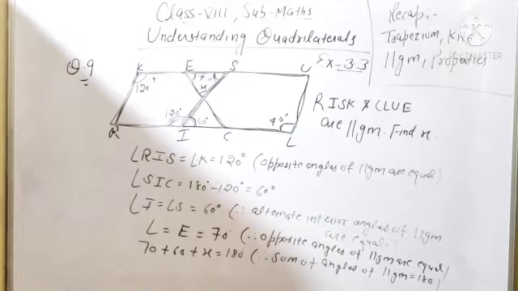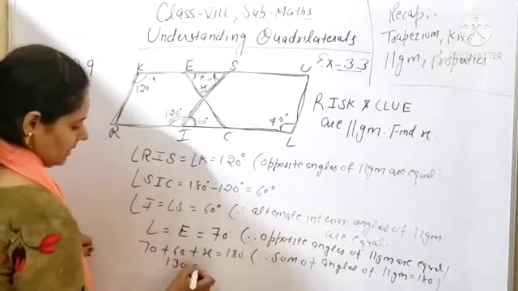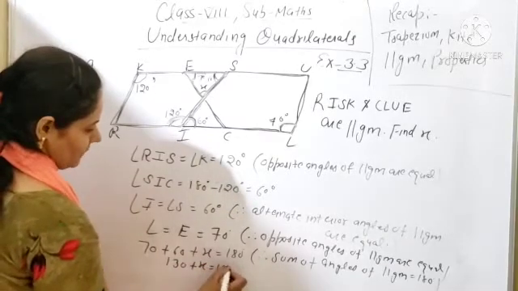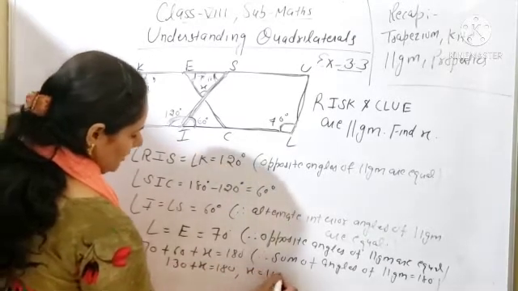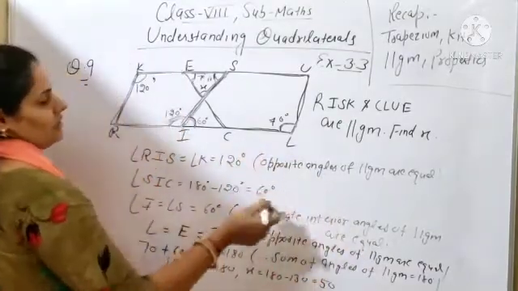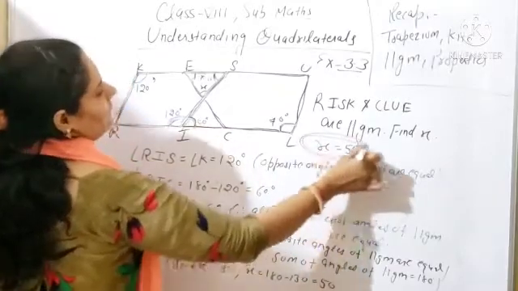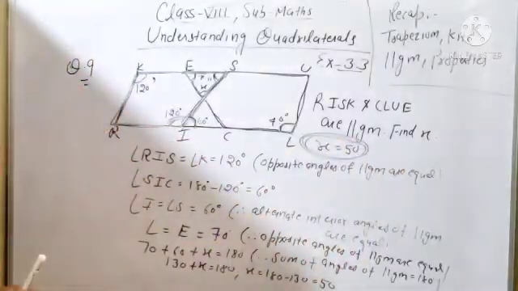So 70 plus 60 plus x will be equal to 180 degree. From here you can find out the value of x easily. 70 plus 60, 130, plus x is equal to 180. So x will be equal to 180 minus 130, so you can say 50 degree. So what is the unknown angle? x will be equal to 50 degree. You have to find out the value of x. So what will be x? x will be 50 degree.